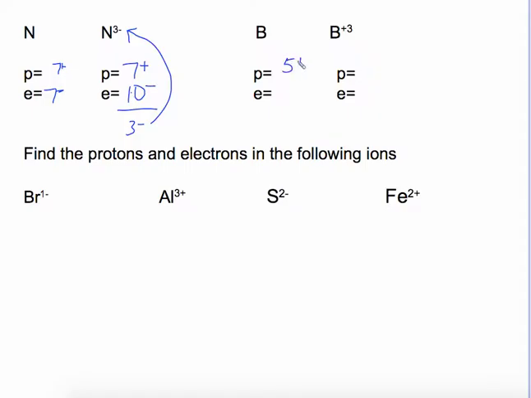Let's do boron. Boron is atomic number 5, so it has 5 protons and 5 electrons. Now boron becomes positive 3. Protons don't change. It has 5 positives, and it has 3 more positives than negatives. That means it only has 2 electrons, giving you a net of plus 3. 5 positive, 2 negative, plus 3. Boron lost 3 electrons.